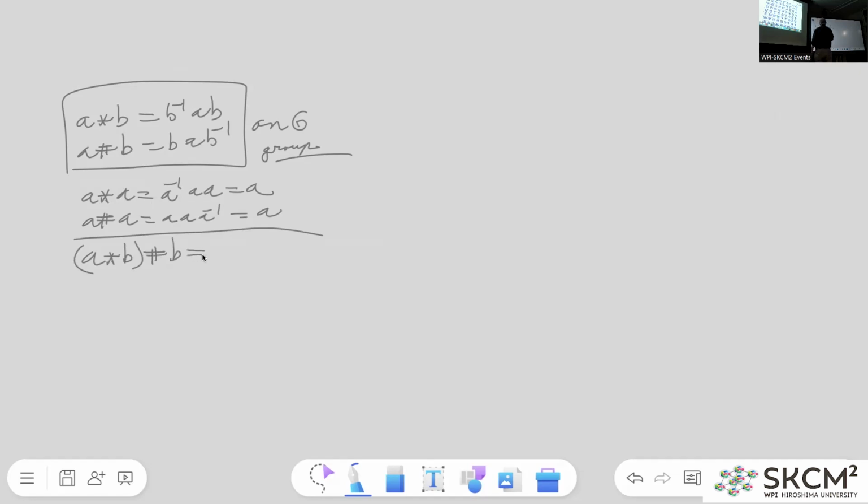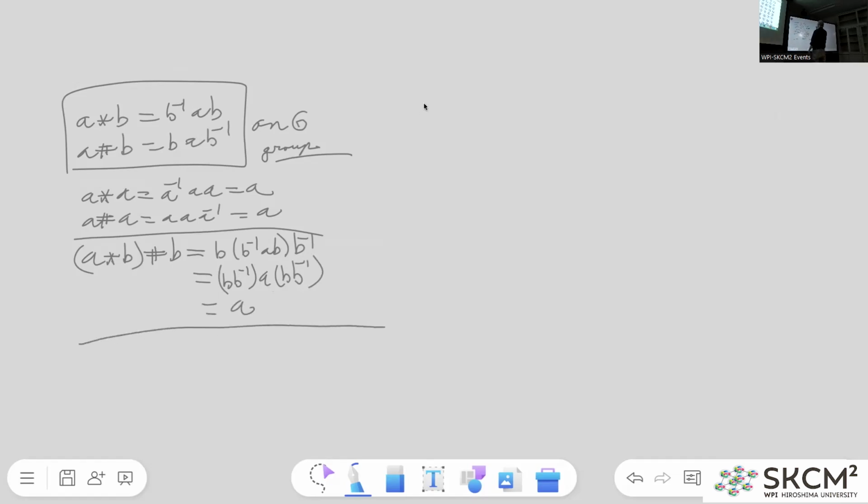Well, you see, we're going to have B times B inverse A B inverse, right? Sharping with B does B inverse on the outside, and starring with B does B inverse AB, but groups are associative, so this is B inverse A, B inverse, and that's equal to A. So it works. And what about the self-distributivity?